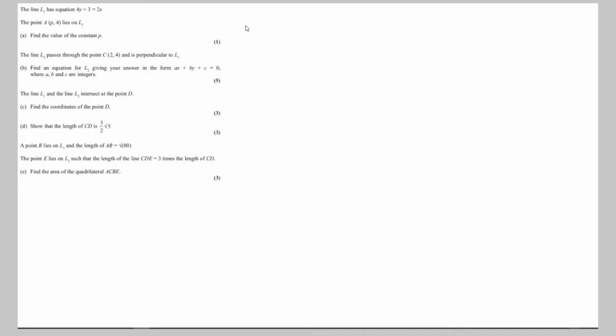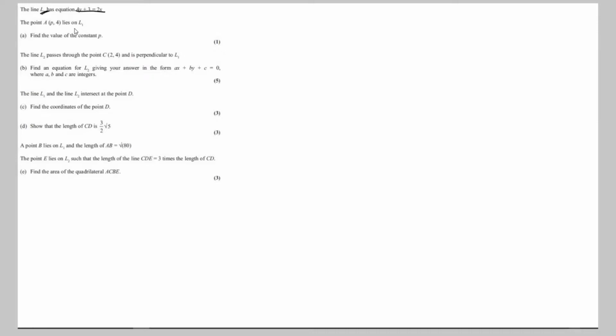Hello, so today I'm going to be working through an A-level question which came up in the 2012 A-level maths paper, and it is a question about straight lines and a bit of coordinate geometry around them. It's quite a common question, come up in question 4, question 5, so it's one of the easier ones, but there are some tricks to it. Okay, let's start off. So we are given a line, L1, and it has equation 4y plus 3 equals 2x.